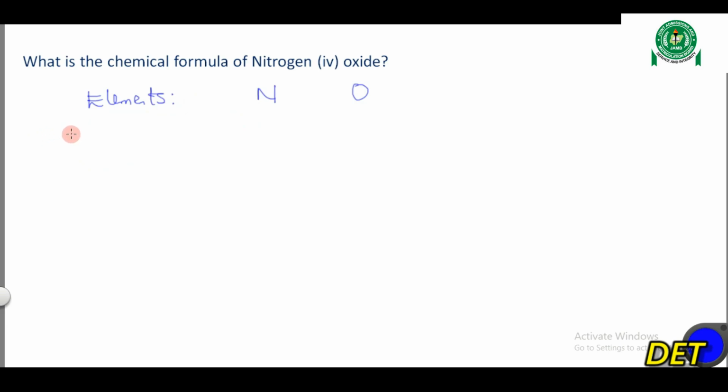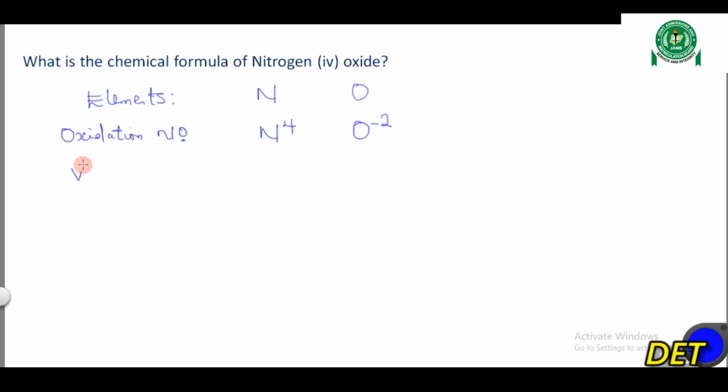Then the next thing is to write out the oxidation number. What is the oxidation number of nitrogen? The oxidation number of nitrogen in this compound, nitrogen 4 oxide, is 4. So this is N4, and the oxidation number of oxygen in this compound is -2. The oxidation number of oxygen in all compounds is -2, except in peroxide. So that information is very important.